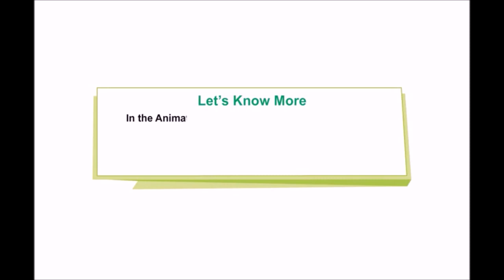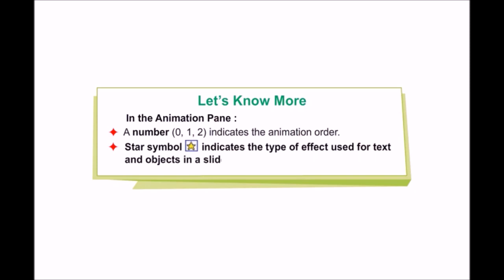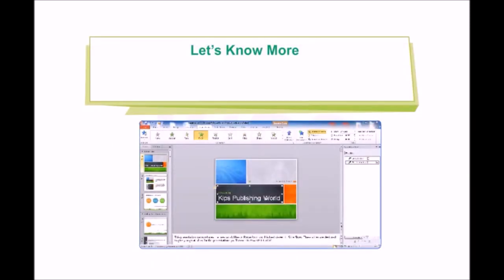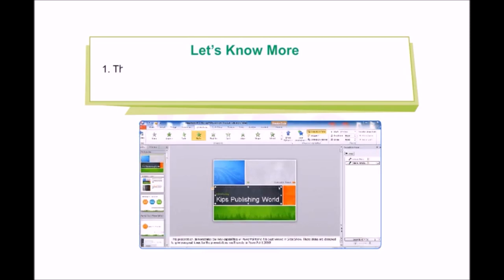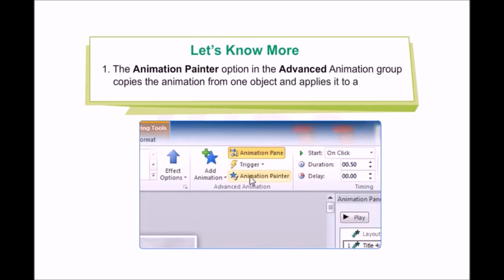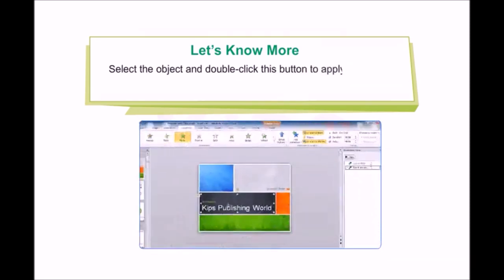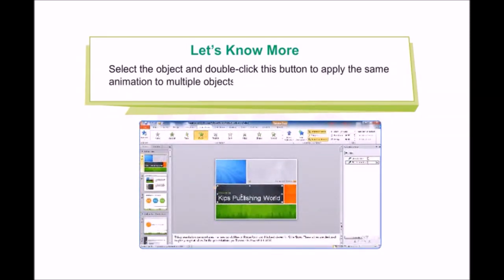Students, in the Animation pane, a number 0, 1, 2 indicates the animation order. Star symbol indicates the type of effect used for text and objects in a slide. Let us know more. Number 1. The Animation Painter option in the Advanced Animation group copies the animation from one object and applies it to another. Select the object and double-click this button to apply the same animation to multiple objects in the presentation.